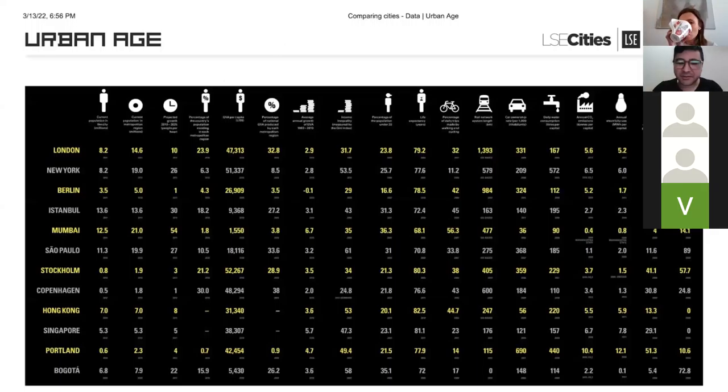And these are the type of data that we come up with when we look at administrative boundaries, right? So then we can compare London, New York, Berlin. But what does this really mean? I mean, it does give us a sense. I don't know how accurate it is, but it does give us a sense when we compare London to New York, Berlin, Istanbul, whatever, with this quantitative data that comes from the administrative boundary.